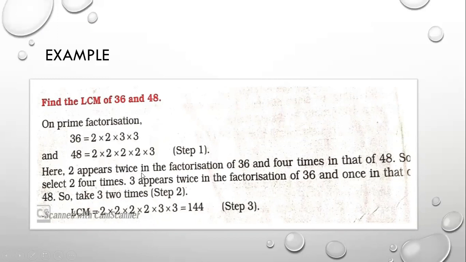The 2 appears twice in the factorization of 36 and 4 times in 48, so you have to select 2 four times. And 3 appears twice in the factorization of 36 and only once in 48, so you have to take 3 two times. So the LCM will be 2 into 2 into 2 into 2 into 3 into 3. The product of this is 144. So 144 is the LCM of the given numbers 36 and 48. So this is by the prime factorization method.